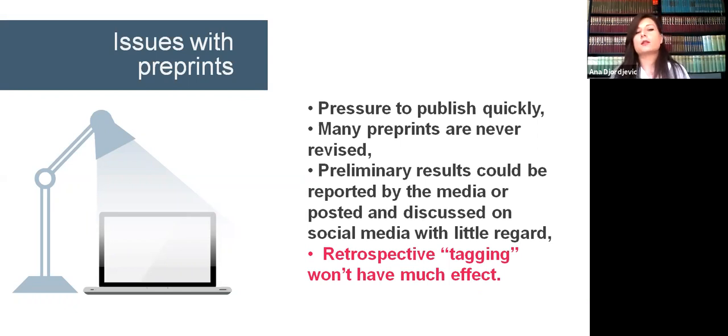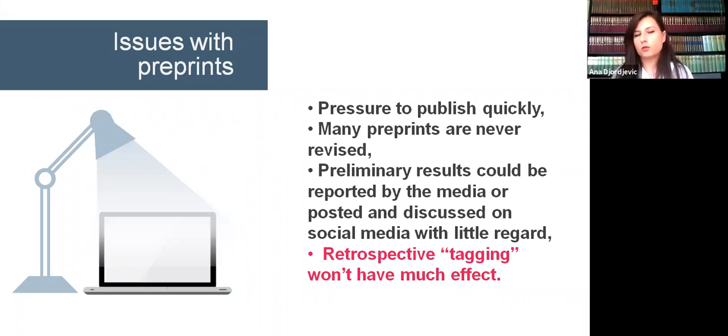Misinformation or bad or sloppy science can be freely circulated, cited, and believed, regardless of whether it is ultimately debunked and retracted. And preliminary results could be reported by the media or posted and discussed on social media with little regard. In that case, retrospective tagging won't have much effect. On the other hand, one important issue is that many preprints are never revised, and only about a third to half are ever fully published.